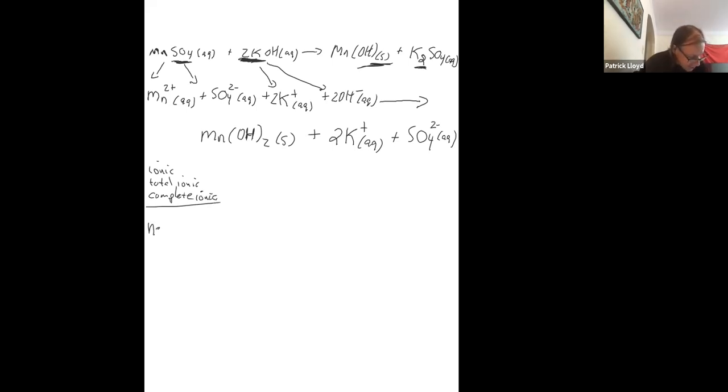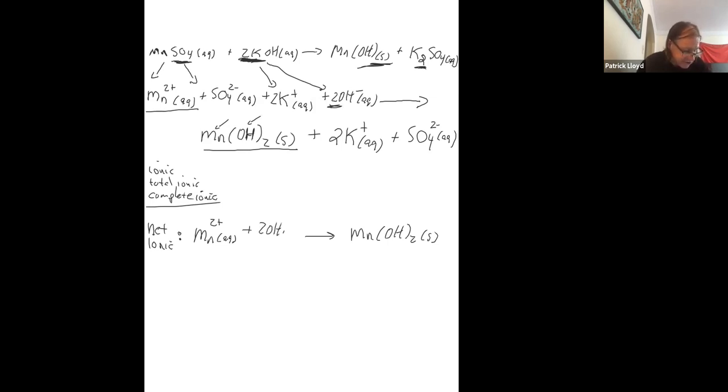The net ionic is shorter. And this is really what we want to be able to write, the net ionic equation. You look at the solid. So here's your solid, Mn(OH)2. And then you look at what ions made that up. It was the manganese and the hydroxide. So manganese, and then 2 hydroxides. And the net ionic equation should be balanced just like the ionic equation is too, and the equation you started off with. So this would be the net ionic.